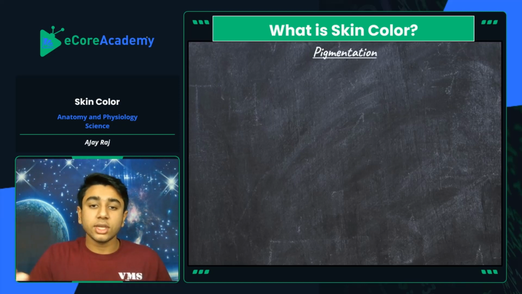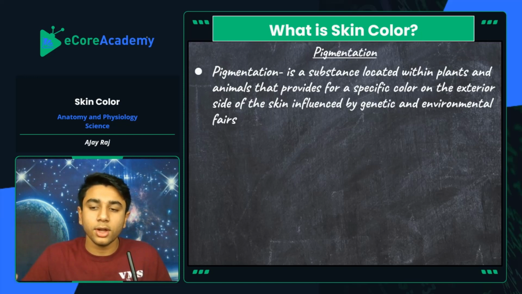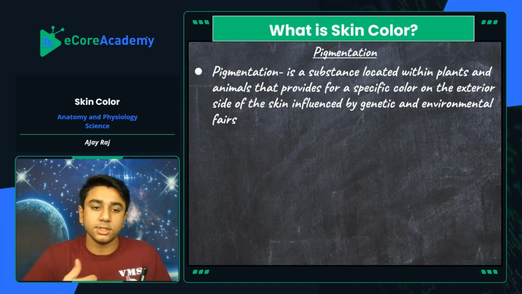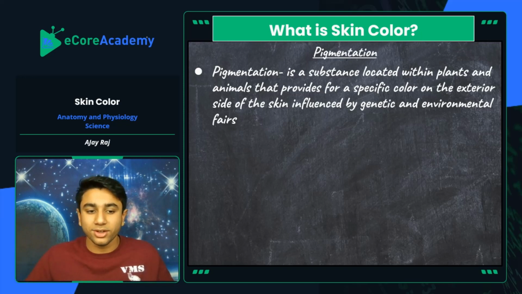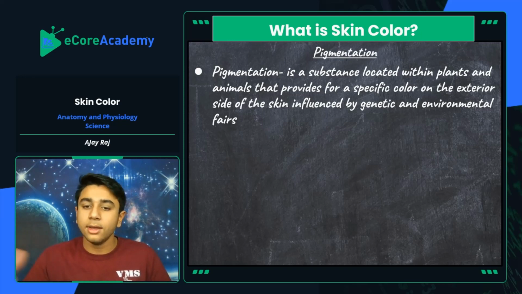One word basically summarizes this entire process of what your skin color is going to look like, and that has to do with pigmentation. Pigmentation is just a large word to summarize how your skin color is characterized on a biological level. Pigmentation is a substance located within plants and animals, and in this A and P course we're looking specifically at humans, that provides a specific color on the exterior side of the skin, meaning the epidermis.